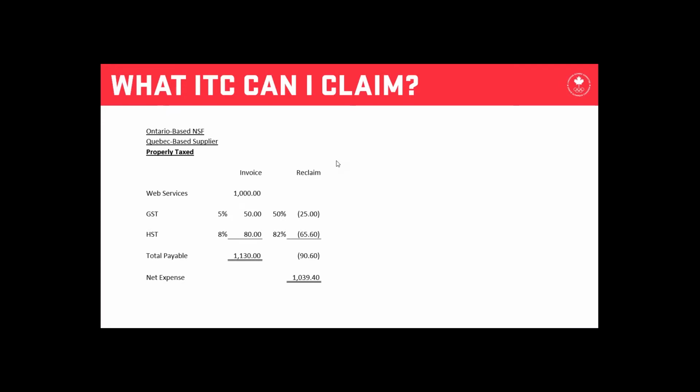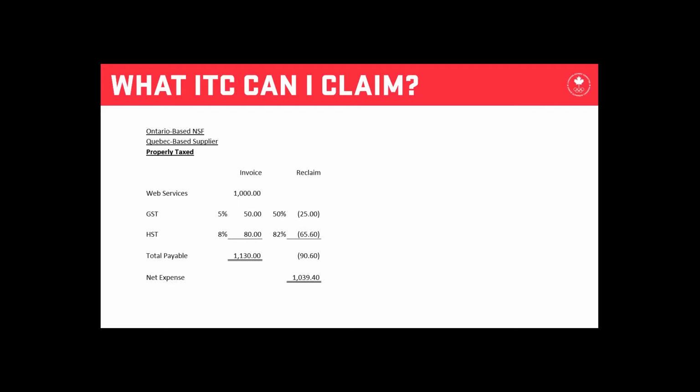Next slide. Okay, so here's an example which I put in. I'm presuming again that most people understand this already, but just in case, and also because I want to come back to it later. This is an example of an Ontario-based NSF receiving an invoice for $1,000 from a Quebec-based supplier, and for the discussion at hand, we're going to presume that this has been properly taxed, and you will see why that is possible later.